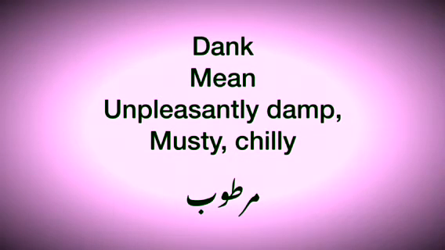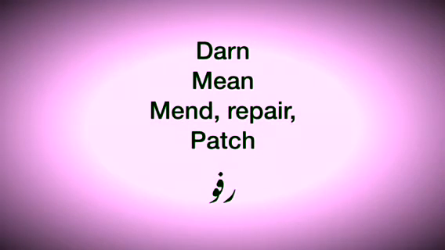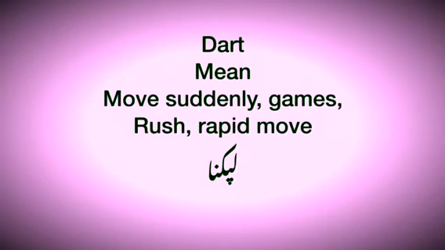Dank means unpleasantly damp, musty, chilly, martub. We just read the damp word before this. Darn means mend, repair, patch, rafu. To mend our shoes or repair our clothes. So many kinds of meanings.